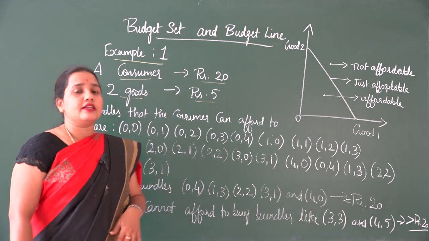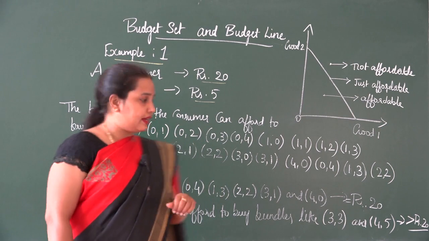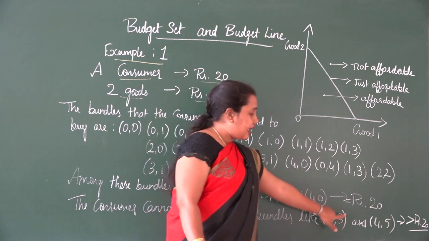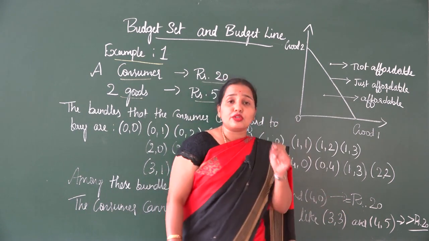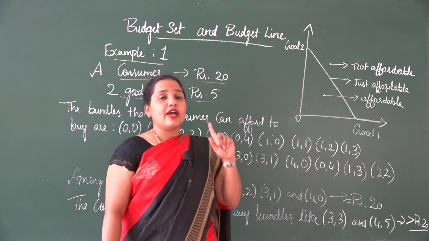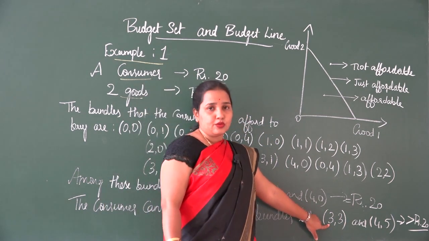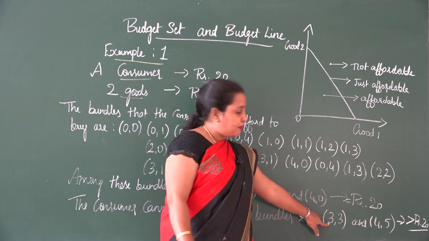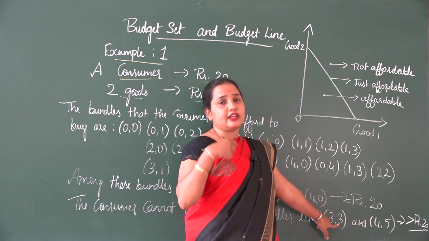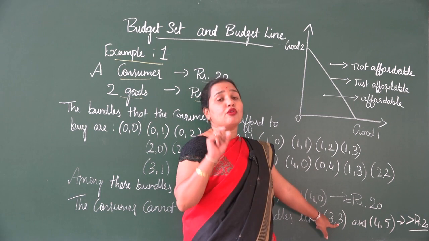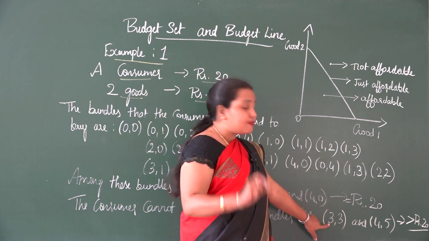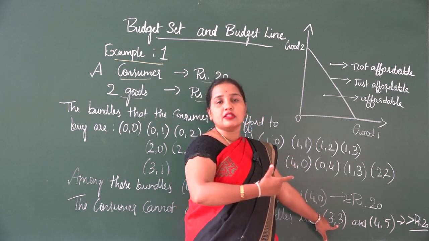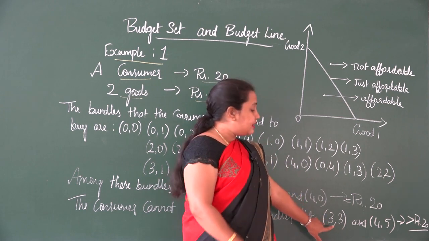And a question arises: what can he not afford to buy? Of course, the consumer cannot afford to buy bundles like 3 and 4. Why? Because each good is priced at rupees 5. When a consumer buys 3 units of good 1, 3 into 5, 3 fives are 15. There he spends 15 rupees, and only another 5 rupees remains. He cannot buy another 3 units of good. Therefore, when a consumer buys 3 units of good 1, he cannot buy another 3 units of the next good, that is good 2. Therefore, this is not possible.